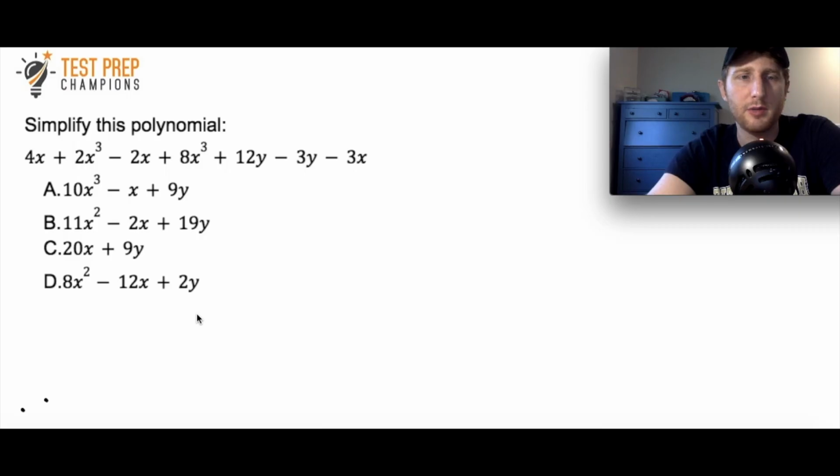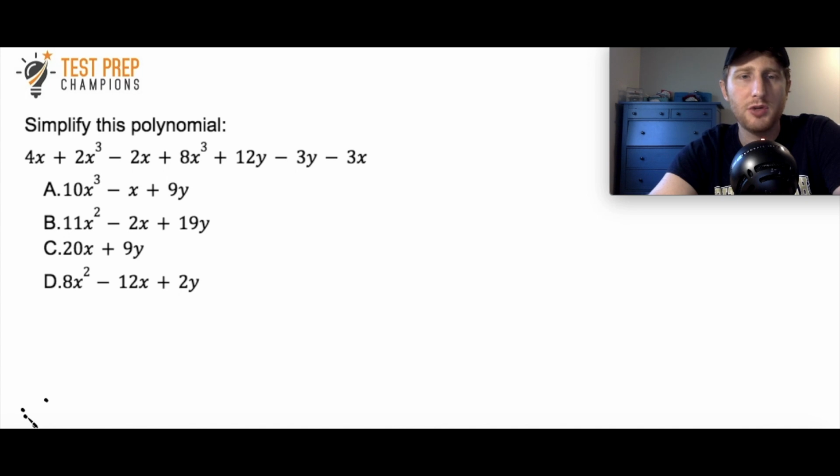Simplify this polynomial. 4x plus 2x cubed minus 2x plus 8x cubed plus 12y minus 3y minus 3x. So now's your chance to pause the video if you'd like to try to figure this out, and whenever you're ready, we'll go over the answer. Okay, so if you got stuck on this, don't worry, because I'm just going to break down a strategy to get these questions right on your test.